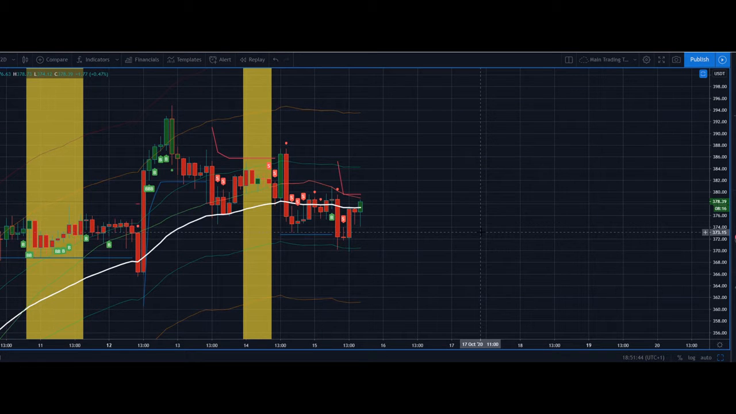So today we're going to be looking at Ethereum versus USD. For those who aren't aware or who haven't watched my previous videos, I'm using my Smasher Trend indicator in order to evaluate the current market.